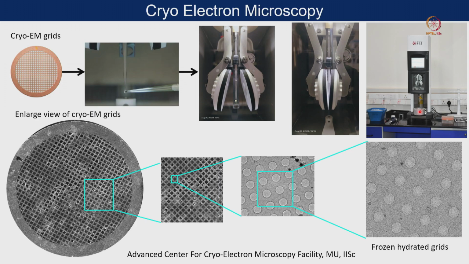Here you can see there is a container where the outside of that container will be liquid nitrogen, and inside there will be liquid ethane. The liquid ethane temperature will be minus 180 degrees centigrade, and when we blot the sample, we quickly plunge it into liquid ethane. Now here you can see this is one window, and this instrument is called the Vitrobot Mark IV.